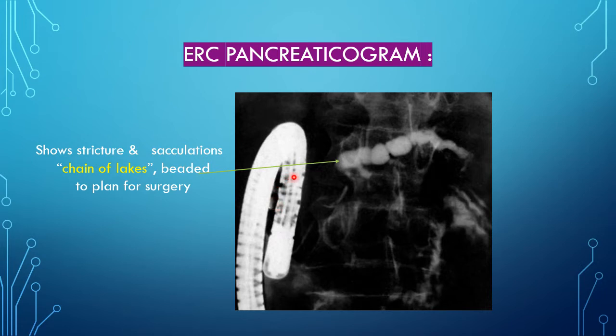This is an ERCP image of chronic pancreatitis. You can see here these are the strictures with dilatations of the pancreatic duct, which look like chains of lakes or a beaded appearance. And these are necessary before any operation can be done on these patients.